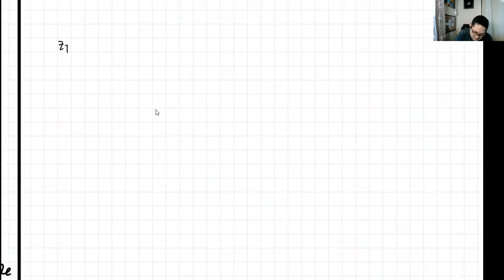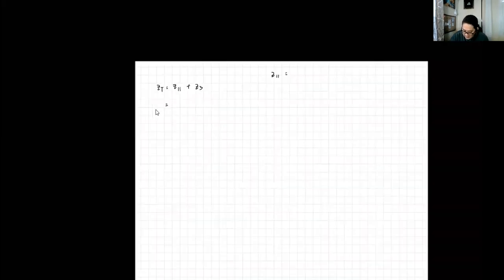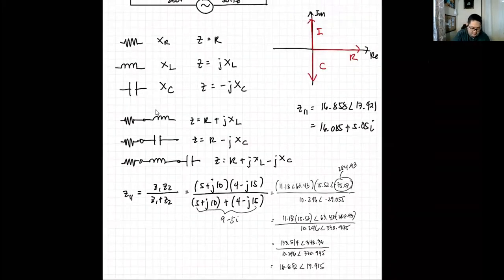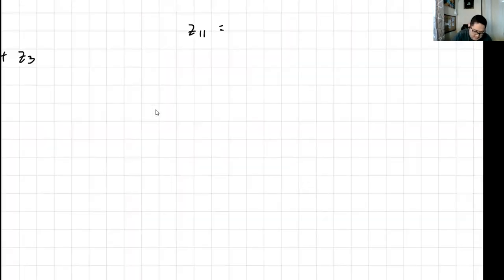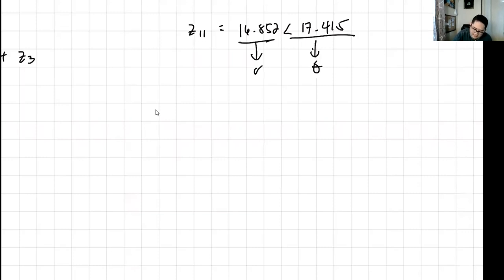Yung Z total natin ay is equals to Z parallel path Z3 natin. So, yung Z parallel natin, convert muna natin into rectangular form. So, 16.852 angle 17.415. Ito yung R natin, ito yung ating theta. So, para sa rectangular form, that is equal to 16.852.